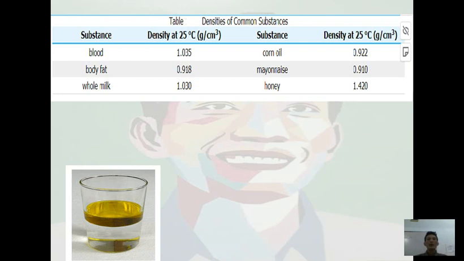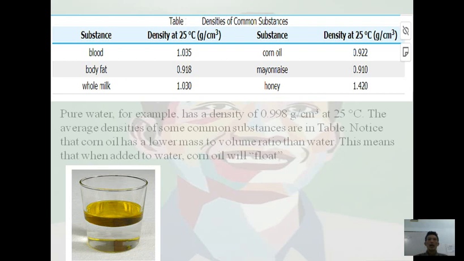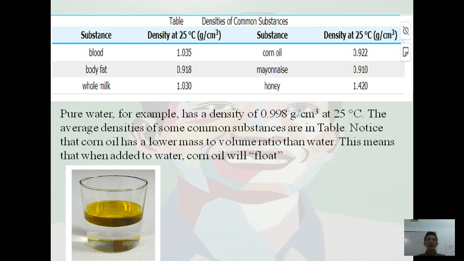You are able to take a look at the density of common substances, like blood, body fat, and whole milk. Please look at the substances here and find the density. They are different, right? Pure water, for example, in the picture here, has a density of 0.998 grams per cubic centimeter at 25 degrees Celsius.